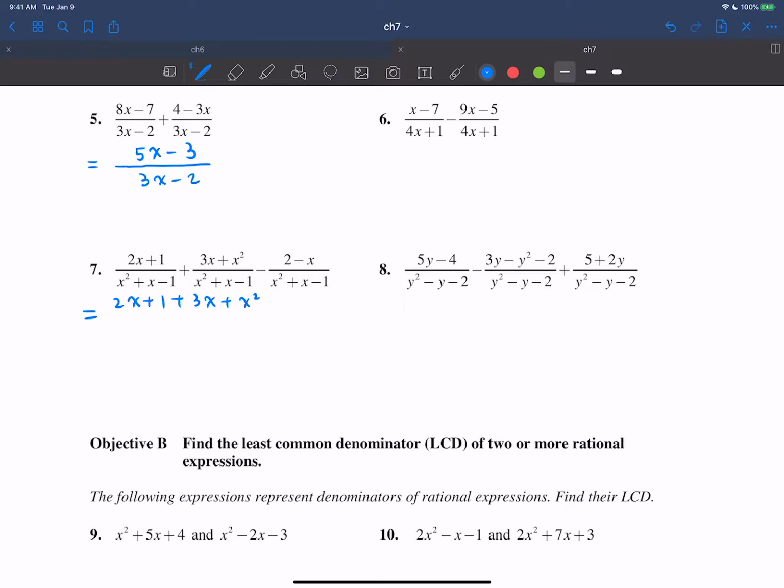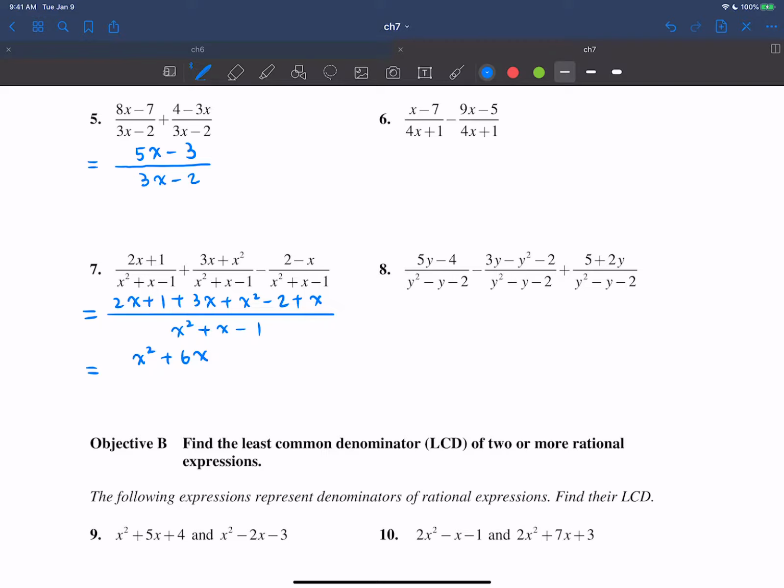So instead of doing positive 2, you have a negative 2. Instead of doing negative x, you have a positive x. And that's how you combine all the numerators over the same denominator. So we're gonna copy the denominator, x squared plus x minus 1. And then you combine like terms on the top. I'm gonna put in descending order. Highest degree is x squared, so that would be the first term. And then you have 2x plus 3x plus x, that is 6x.